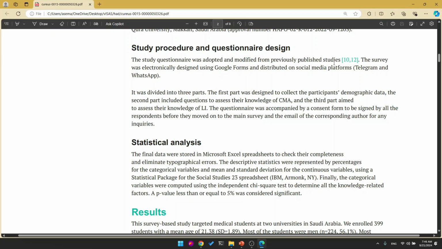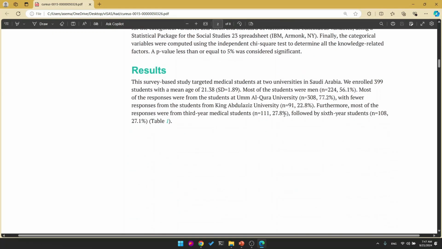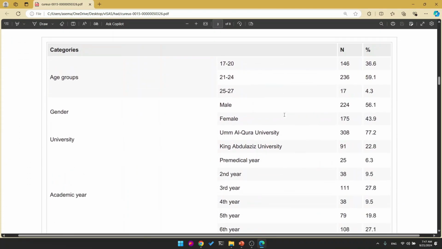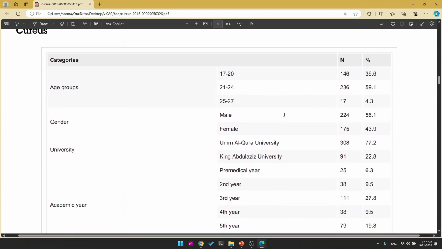It keeps on improving. And it was distributed electronically using Google Forms and social media platforms, which we are going to learn about later. And the first part collected demographic data, the second part collected this and that. So you read it, you then move to the results and actually see. And when I go to results, I don't read the text, I really move to tables and figures.